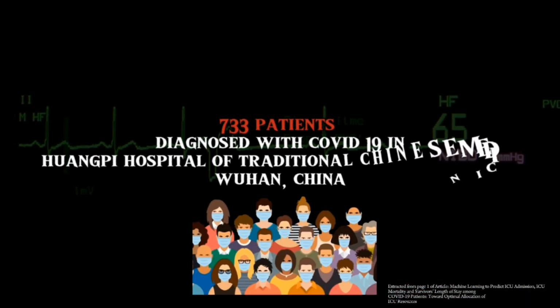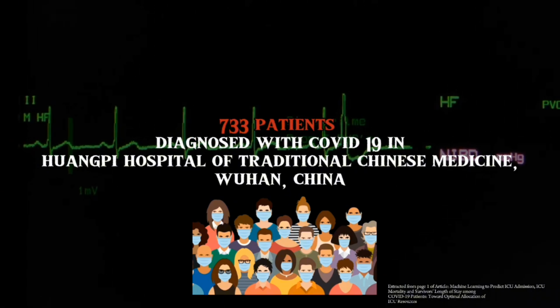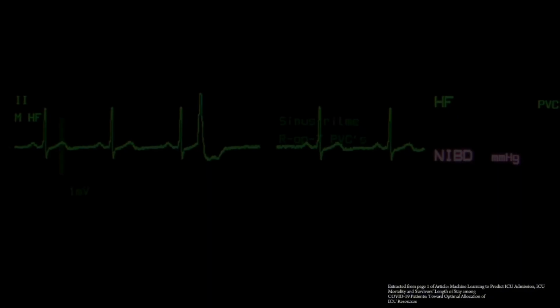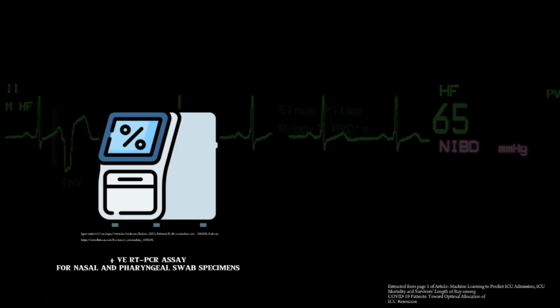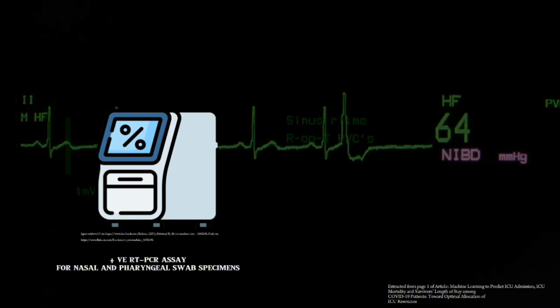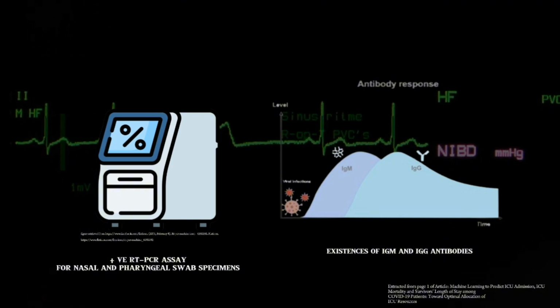This study collects retrospective data from 733 inpatients confirmed of COVID-19 in Huapi Hospital of Traditional Chinese Medicine, Wuhan, China. Diagnostic methods were based on positive real-time reverse transcriptase polymerase chain reaction (RT-PCR) for nasal and pharyngeal swab specimens, or the existence of immunoglobulin M and immunoglobulin G antibodies.